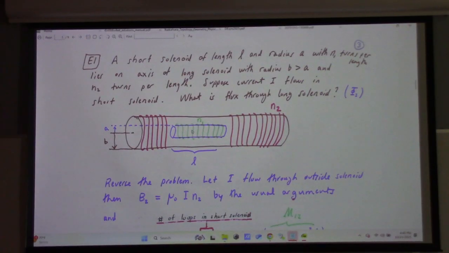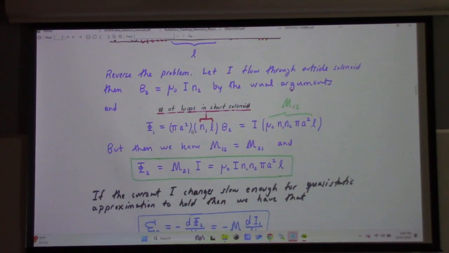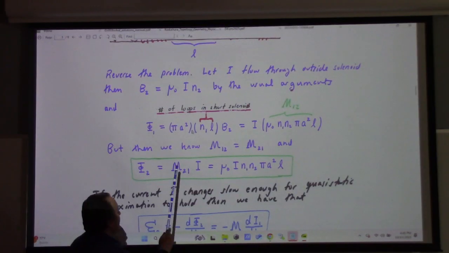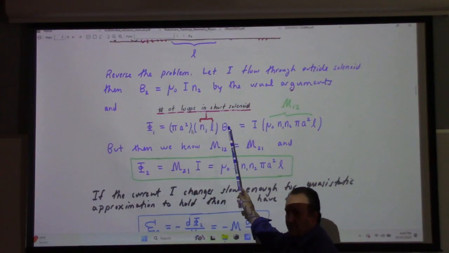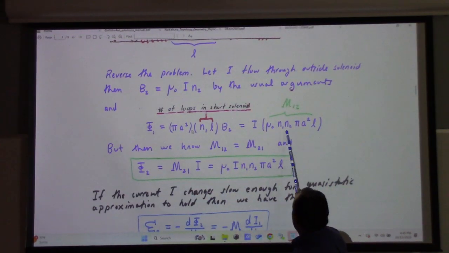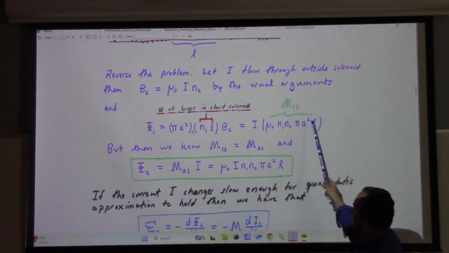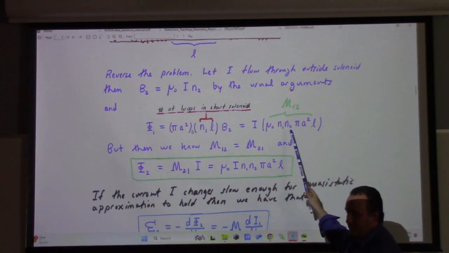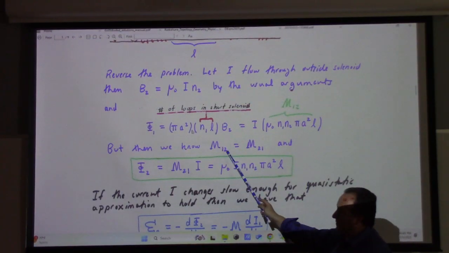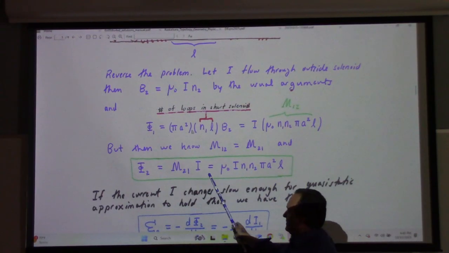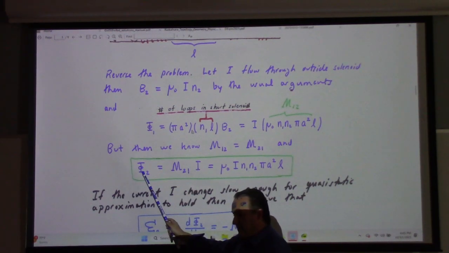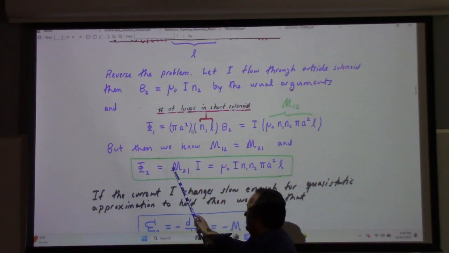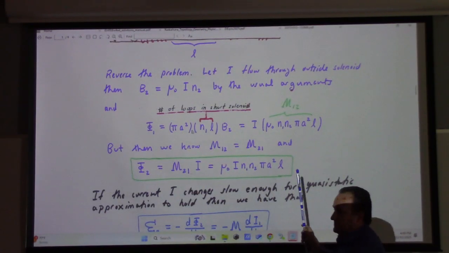So, we have pi a squared, which is the area of the short solenoid, the number of loops in the short solenoid, B2, the magnetic field due to the long solenoid, and that gives us this formula right here. But that means that this, whatever that is, is the mutual inductance. But the thing is, it's equal to the other way around, and so phi2, the flux through the long solenoid due to the short solenoid having current I, is equal to this, which is that.